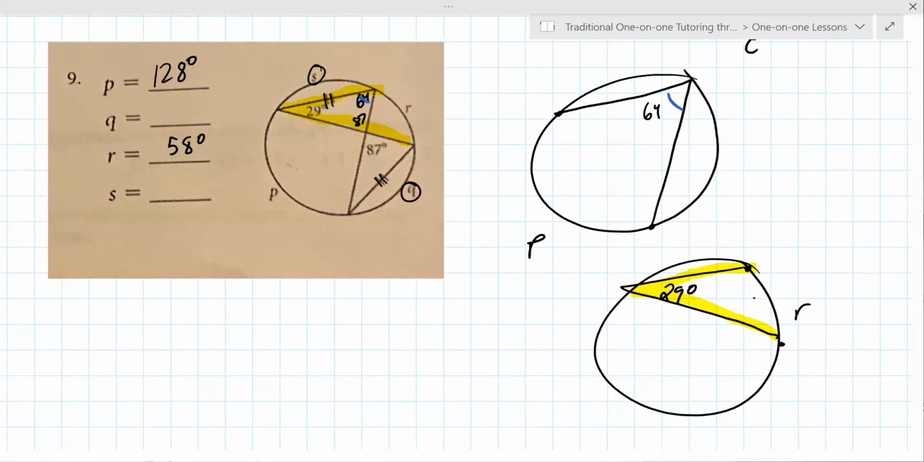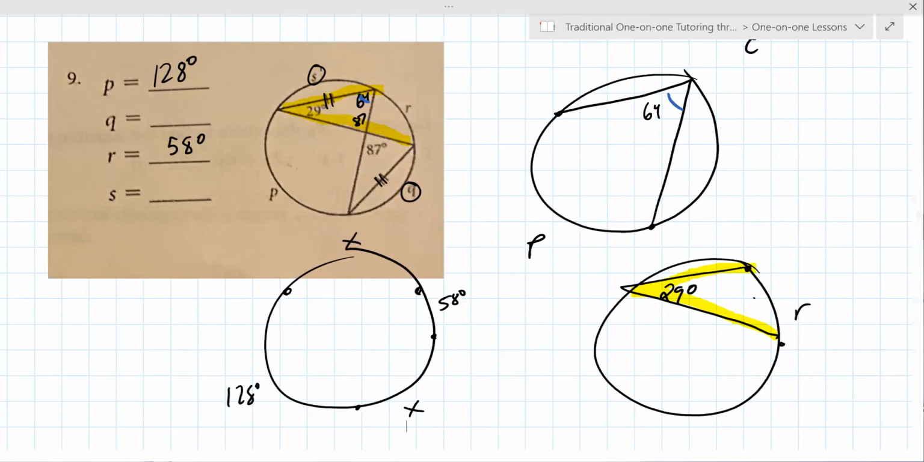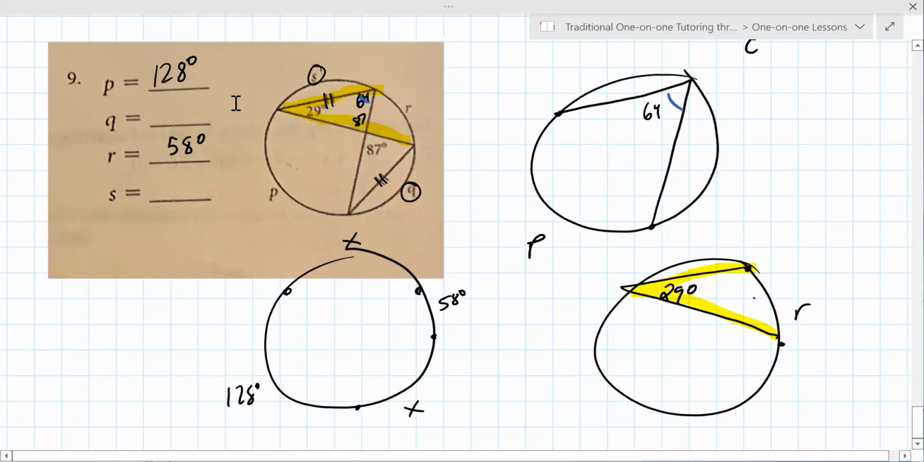You might be like, well, how does that help me? Well, if we break up the circle into parts where we have some numbers, this was 128, this is 58, and this is X and this is X. Just add those together and subtract from 360. 58 plus 128, that's 186. 360 minus 186 is 174, and you have to divide that by 2. I wrote 274 instead of 174, which makes it 87.